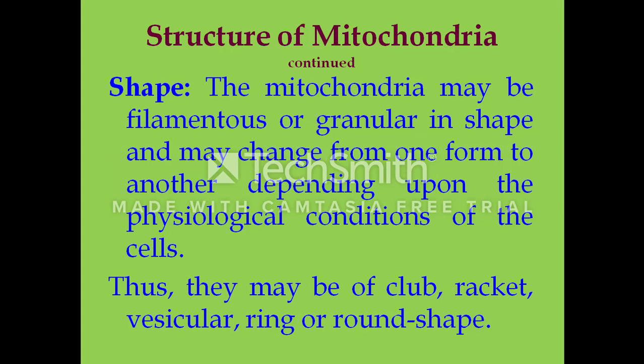The shape of the mitochondria may be filamentous or granular, and may change from one form to another depending on the physiological conditions of the cell. The size and the shape of the mitochondria change depending on the physiological conditions of the cell. They may be club shaped, racket shaped, vesicular shape, ring or round shape.